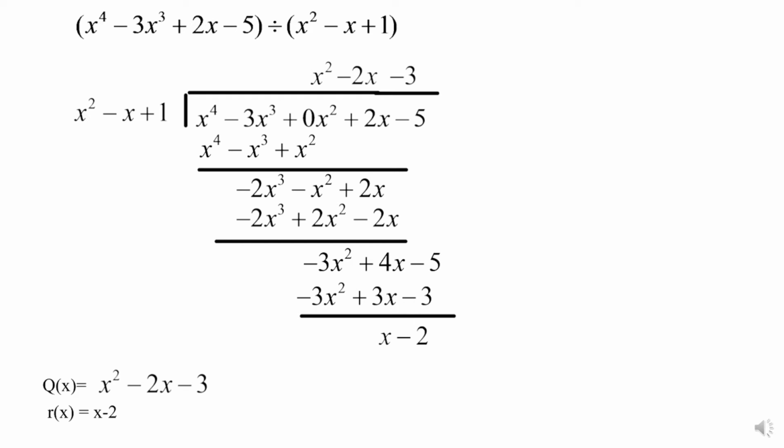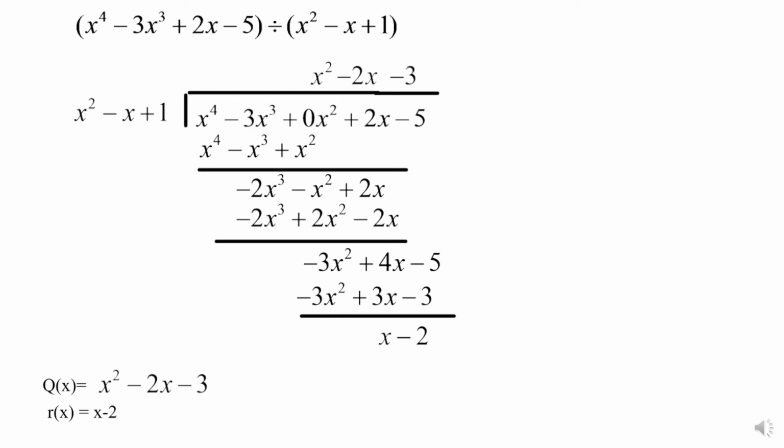We begin the process over again. What times x squared gives you negative 2x cubed? The answer is negative 2x. You multiply negative 2x by x squared minus x plus 1. This gives you negative 2x cubed plus 2x squared minus 2x. You subtract and get negative 3x squared plus 4x minus 5.